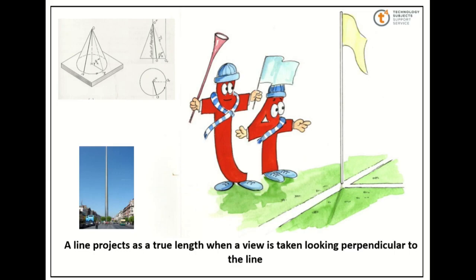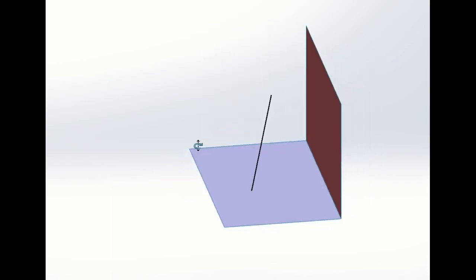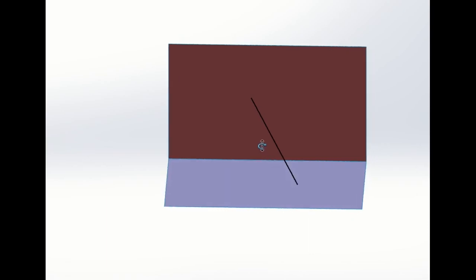So here we have a line that is floating in space. We've got our vertical plane and we've got our horizontal plane. Just to take a closer look at this line, I'll rotate, see it's sloping in all directions away from both views.